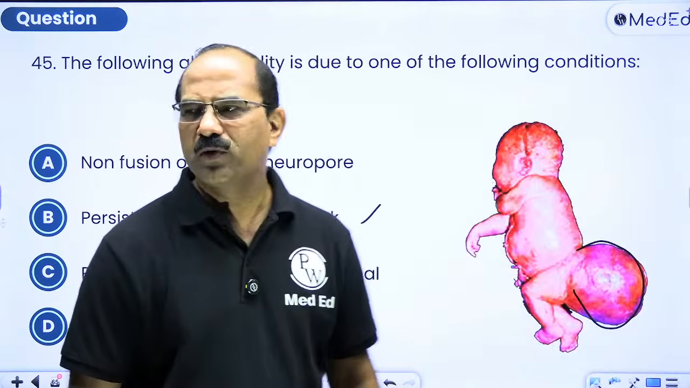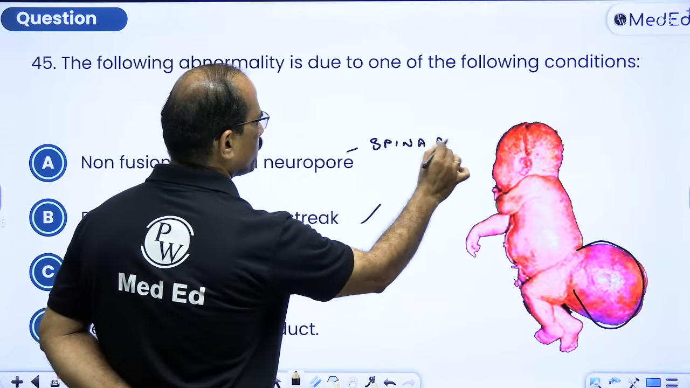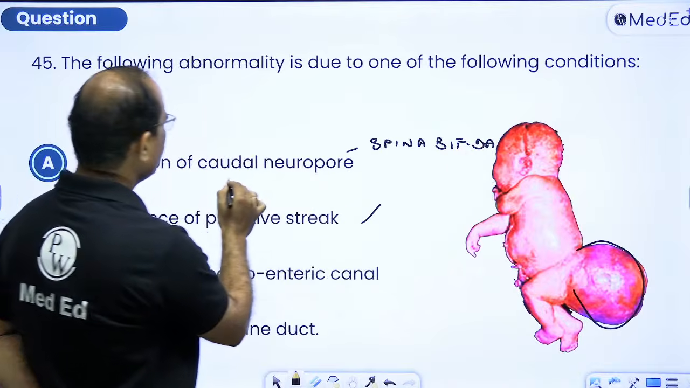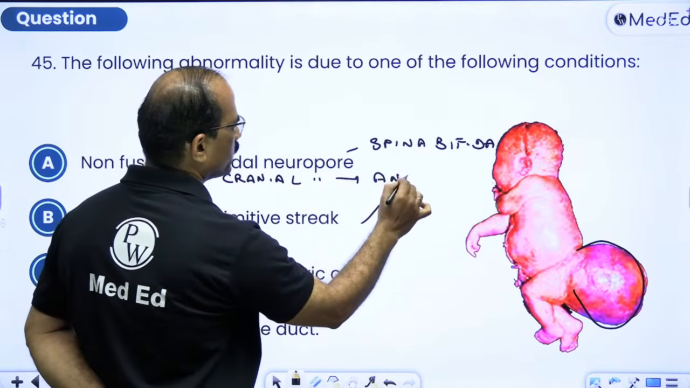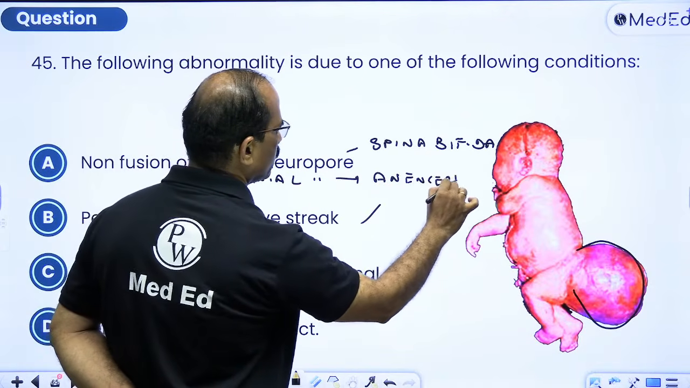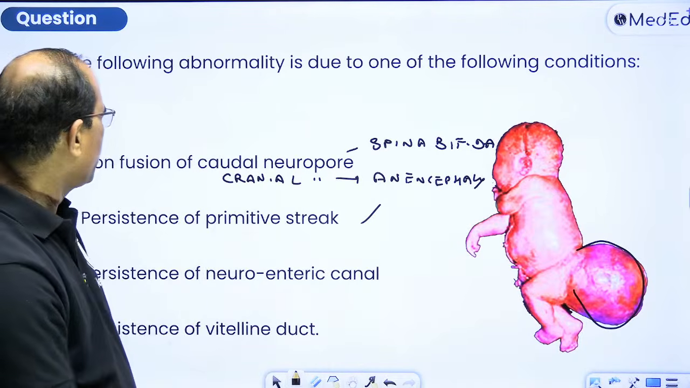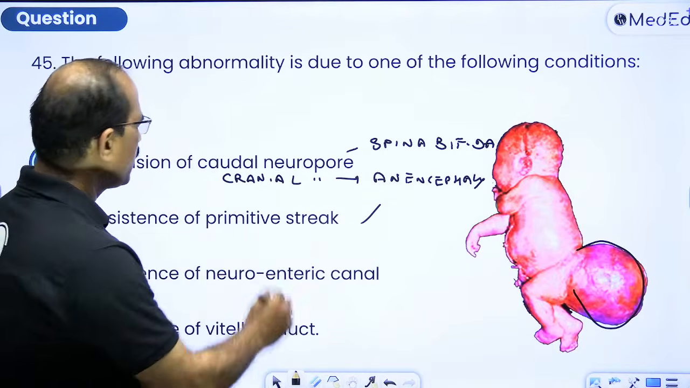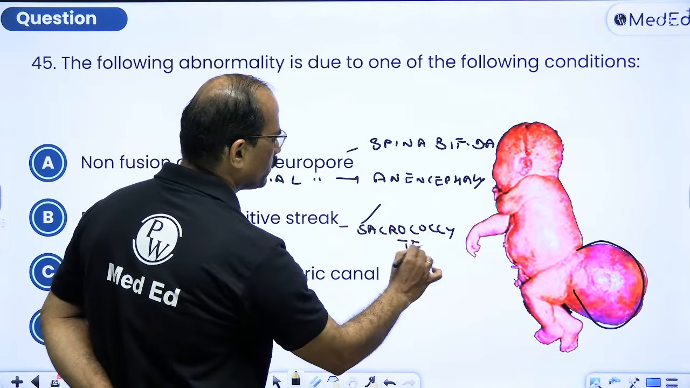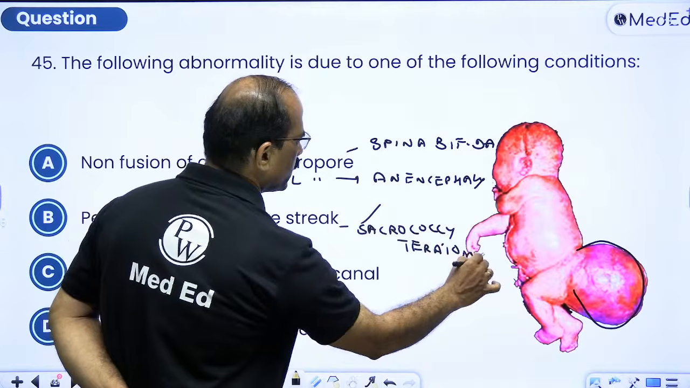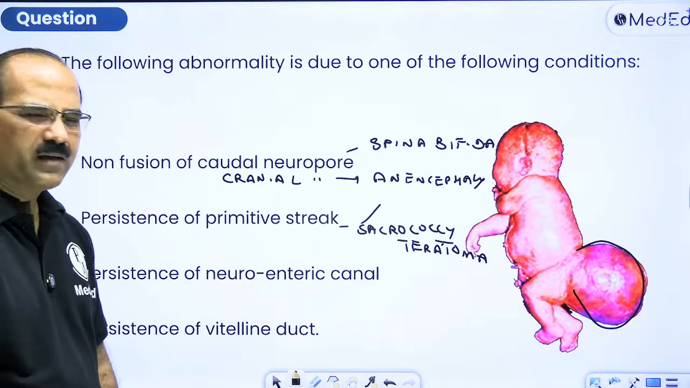Non-fusion of caudal neuropore, what does that cause? Spina bifida. Non-fusion of cranial neuropore, that is anencephaly. So if cranial neuropore does not fuse, anencephaly; if caudal neuropore does not fuse, spina bifida; if primitive streak remains persistent, then what is that? Sacrococcygeal teratoma. Fine. The neuroenteric canal is there for a short time, then it disappears.